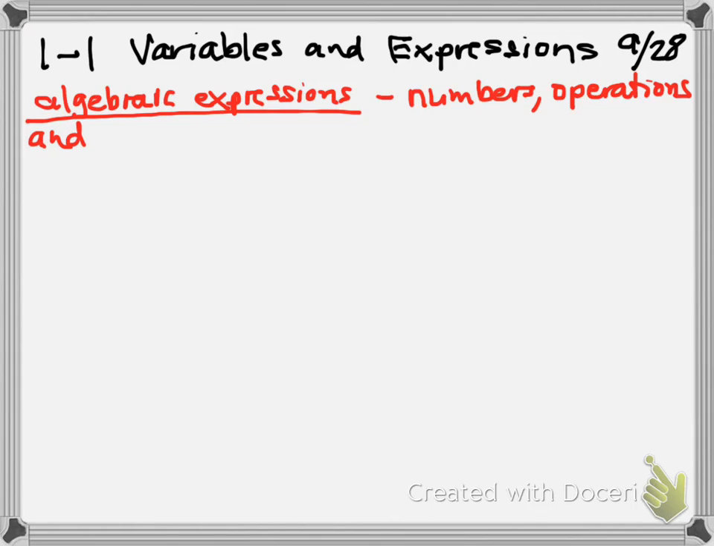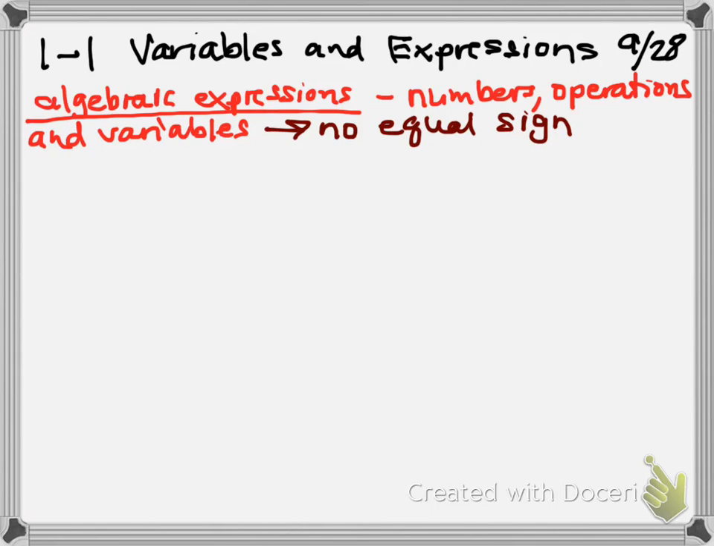What makes algebra algebra? Michael, I heard you. I saw you mouth it. Variables. So algebraic expressions, they have numbers, operations, variables. So the key is what Lainey told us. No equal sign. The reason why that's important is we're not solving for the variable. We're going to be told the values of the variable, and then we're going to do math. Okay? So that leads us to our next word, which is the word variables.